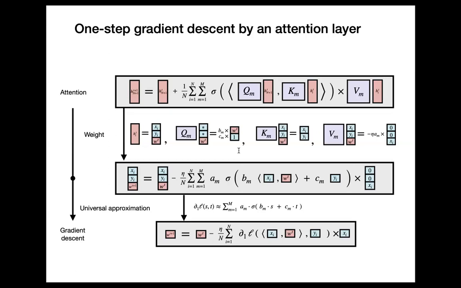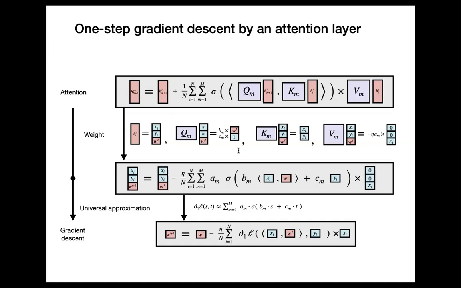So what remains to be done is just to approximate this partial derivative of the loss function using a two-layer neural network. This can be done by the universal approximation property of two-layer neural networks with a nonlinearity function. For example, we use ReLU nonlinearity so that this approximation can be done quantitatively, and we can control this approximation error, and we can also control the propagation of this approximation error across the whole transformer.